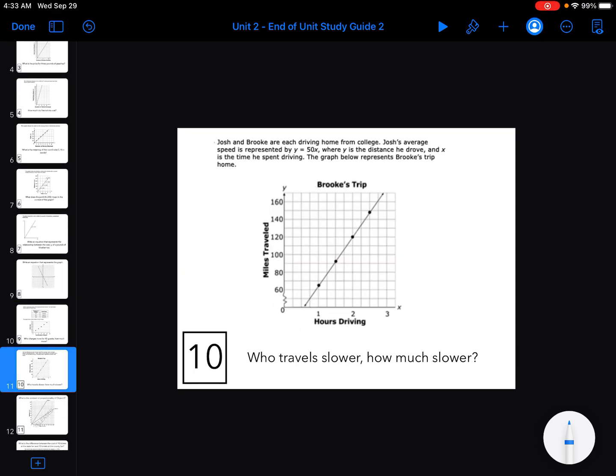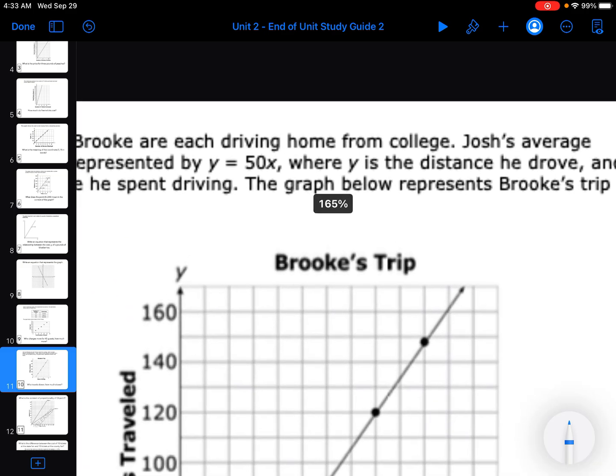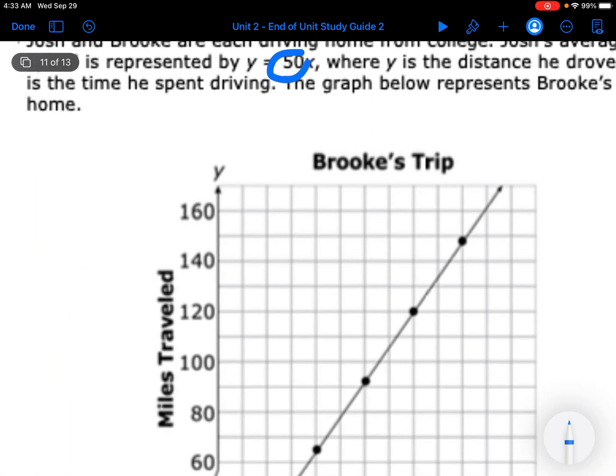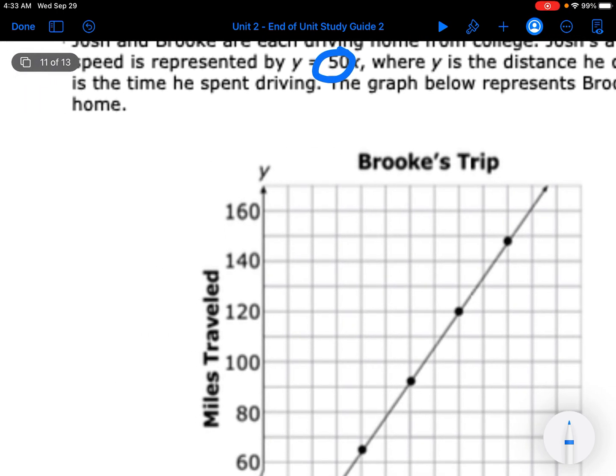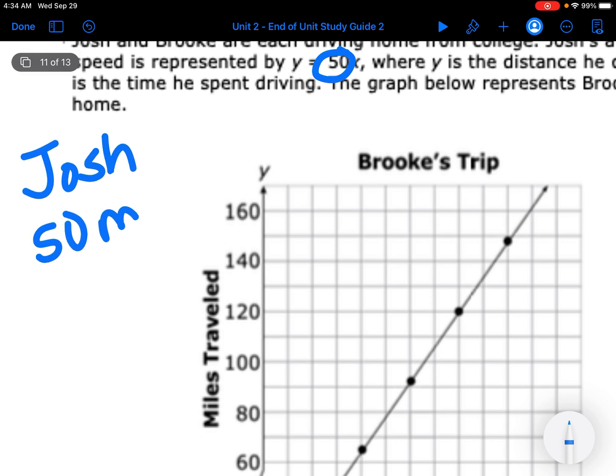All right, Joseph and Brooke are each driving home from college. Josh's average speed is represented by y equals 50x. So y is the distance he drove, and x is the amount of time he spent driving. So Josh goes 50 miles per hour.